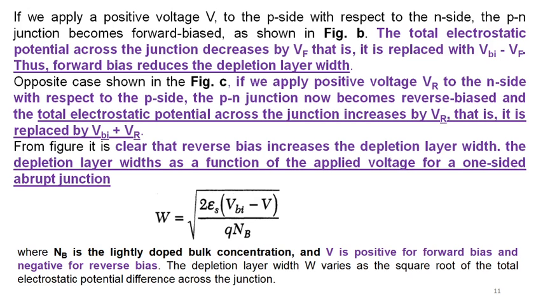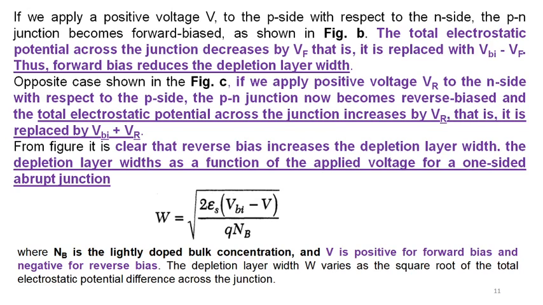The total electrostatic potential across the junction decreases as Vbi is replaced by Vbi minus VF, thus the forward bias reduces the depletion layer width. This is the reason behind that. And second, the total electrostatic potential across the junction increases with reverse voltage, so it is replaced by Vbi plus VR, and so the reverse bias case increases the depletion layer width, and this is as a function of applied voltage for a one-sided abrupt junction.